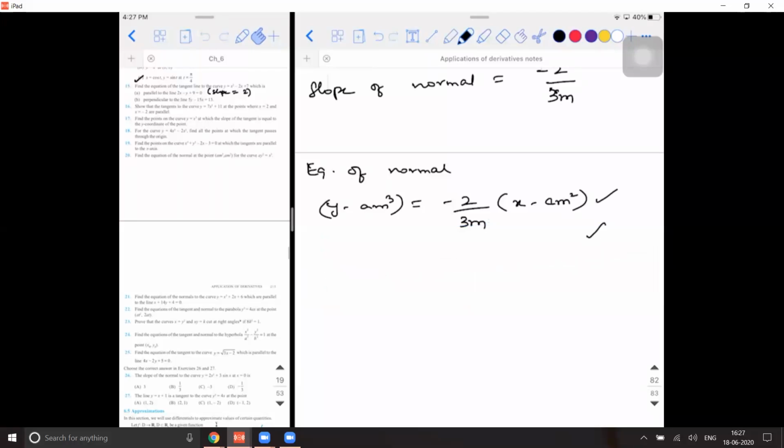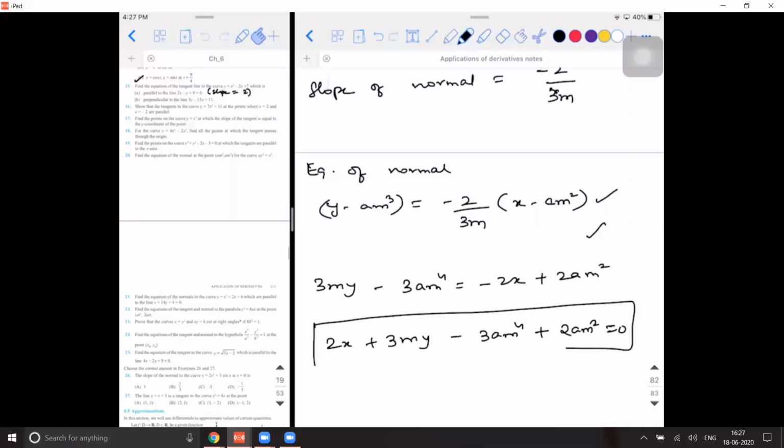So what will the answer be? 3m by minus 3a power 4 is equal to minus 2x plus 2am square. Now it is right, no? So 2x plus 3m by minus 3am power 4 plus 2am square is equal to 0. Is this answer right? Can you verify the answer once?